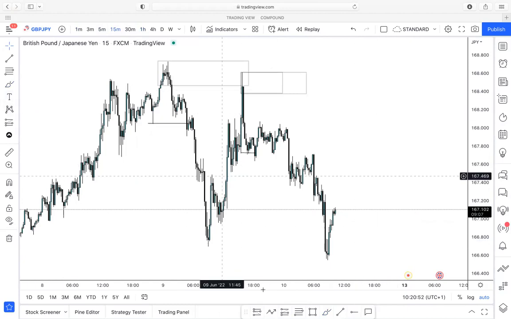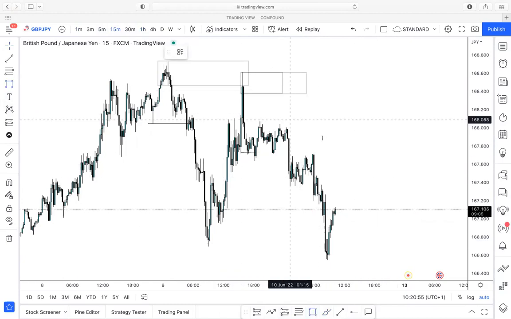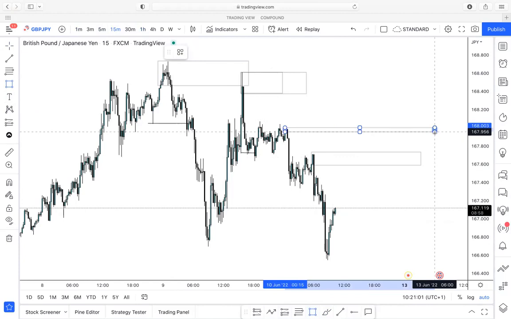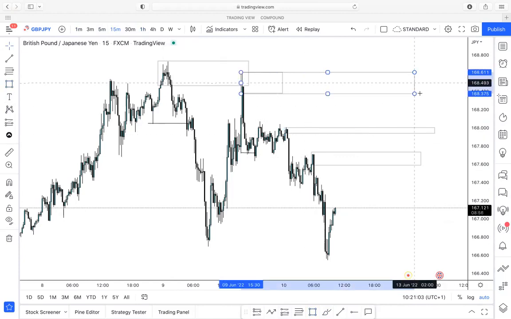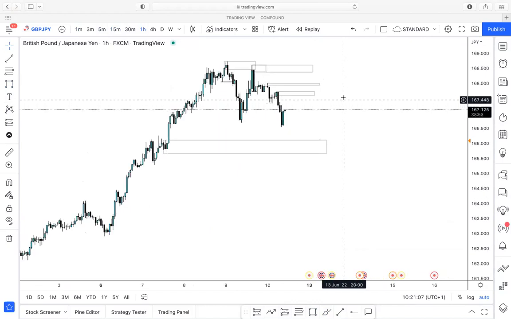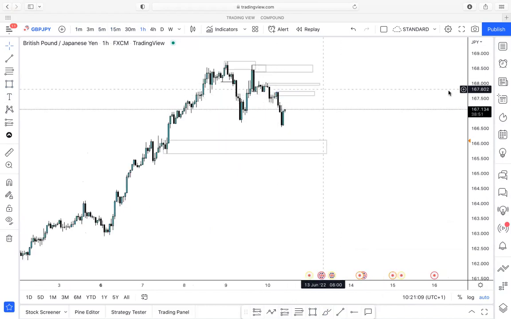So if I could say, where could we get a reaction from? You definitely get one here. And you get one here. And this is still valid. But the only thing is I wouldn't really want to enter of this because I feel like there's too much imbalance above it. Okay. Hope that makes sense.